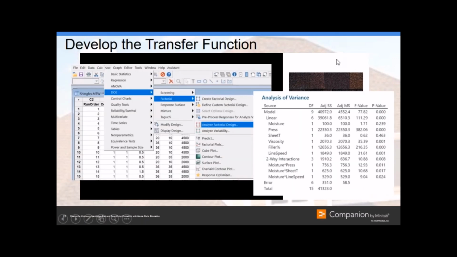So to do Monte Carlo simulation, I'm going to assume that we've created the design of experiment and run it, and here I'm jumping to developing that transfer function. Getting that transfer function right, as with any model you want to use to describe any process, is really important. So I'm analyzing that factorial design and fitting this model, figuring out what's important in terms of the process that really affects the granule loss of that shingle and what's not.